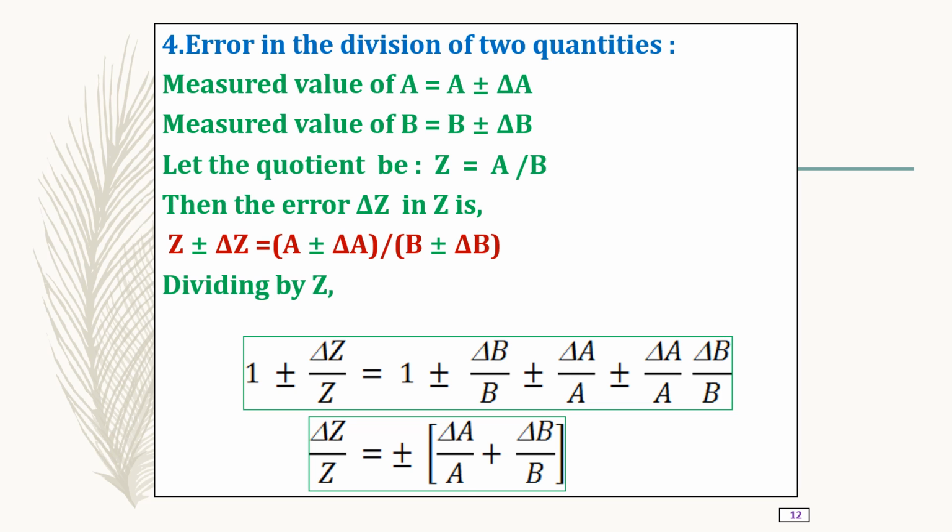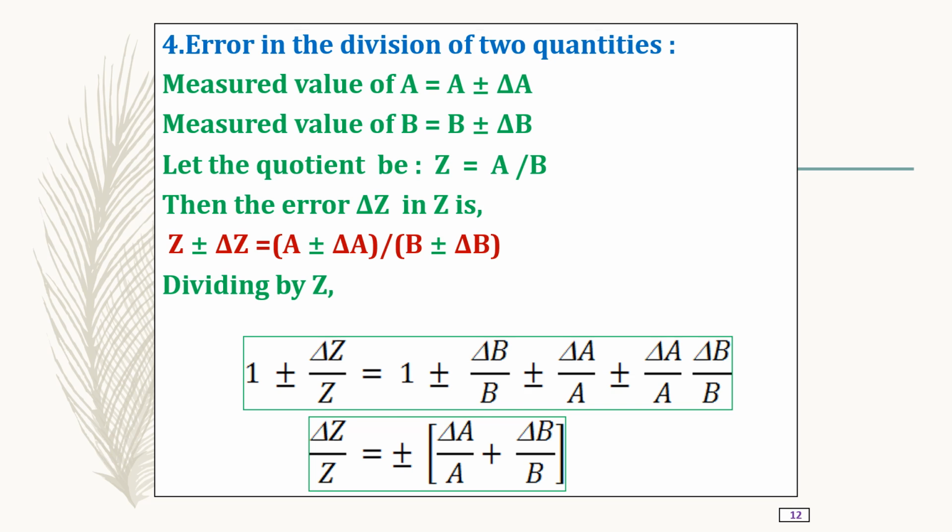And rearranging, we'll get the terms as 1 plus or minus delta Z by Z is equal to 1 plus or minus delta B by B plus or minus delta A by A plus or minus delta A by A into delta B by B. So subtracting, that is cancelling 1 on both the sides, we'll get delta Z by Z is equal to plus or minus delta A by A plus delta B by B. Which shows that the maximum fractional error in the quotient of two quantities is equal to the sum of their individual fractional errors.